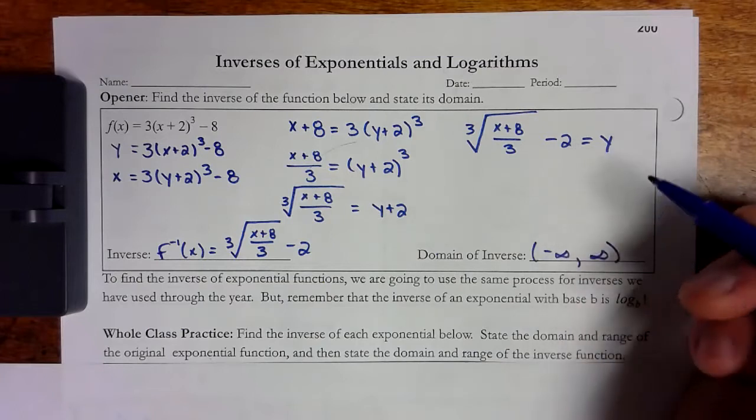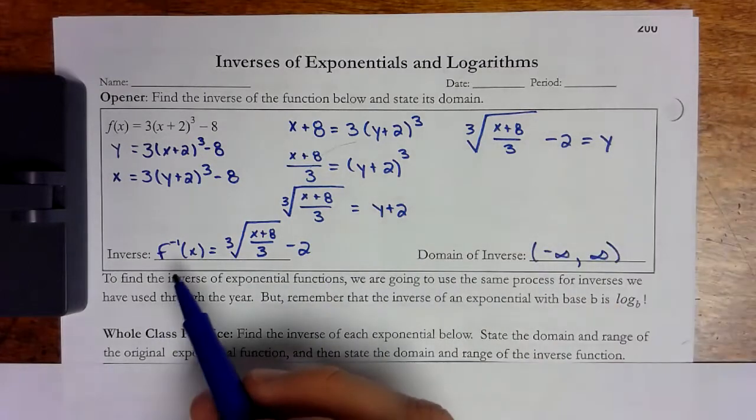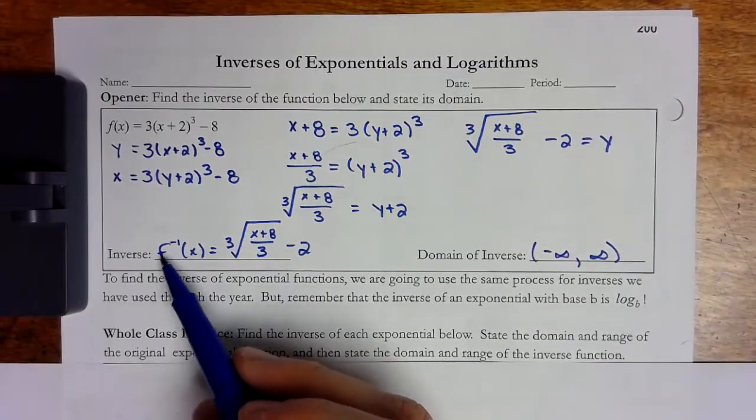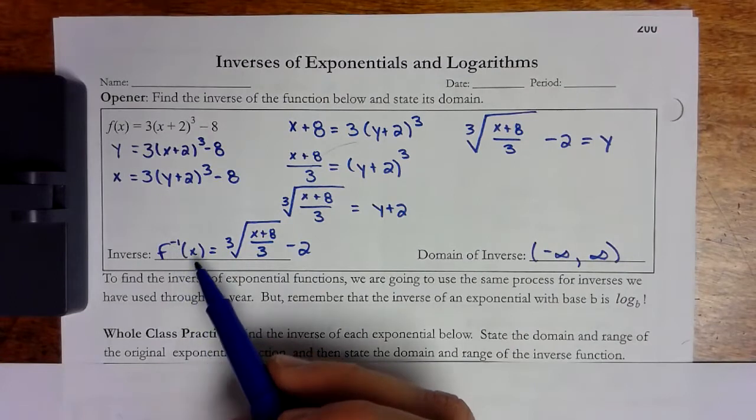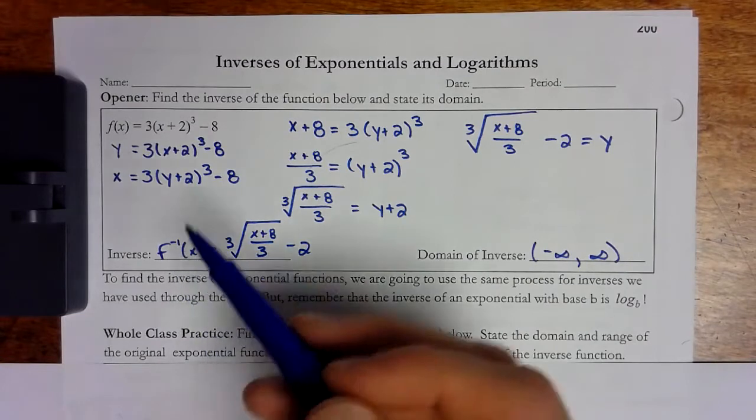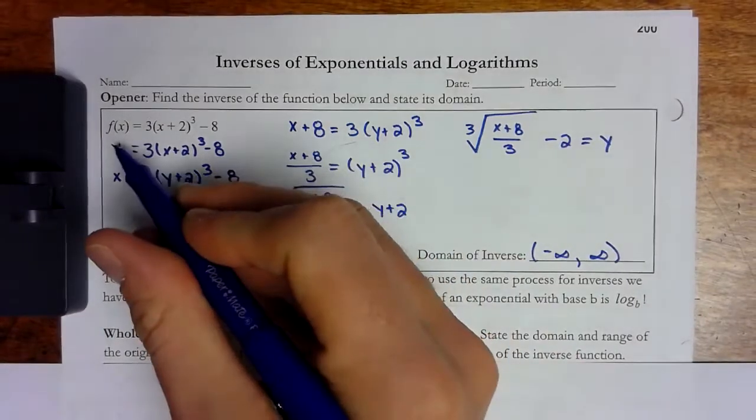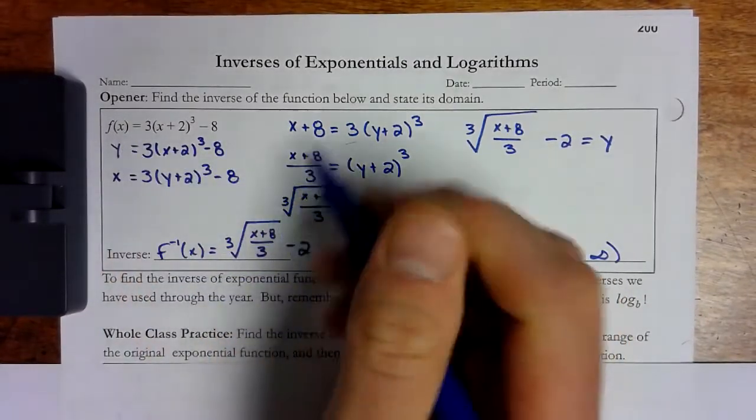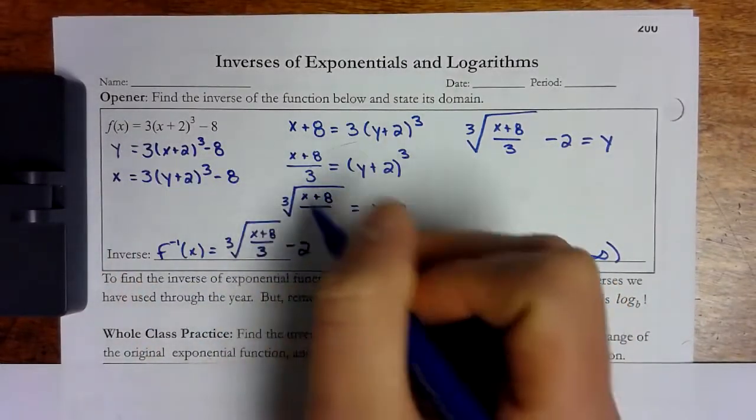Now that we have the inverse, remember our notation for writing inverse is f to the power of -1 of x. That just shows whoever's looking at this work that f inverse is the inverse of f of x. So we just undid everything, and I just copied down the function.